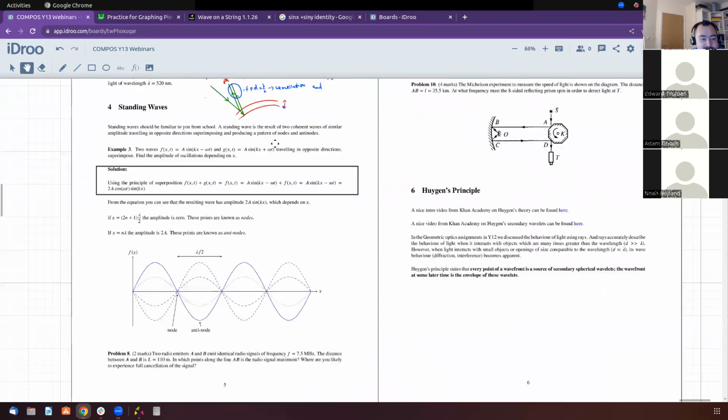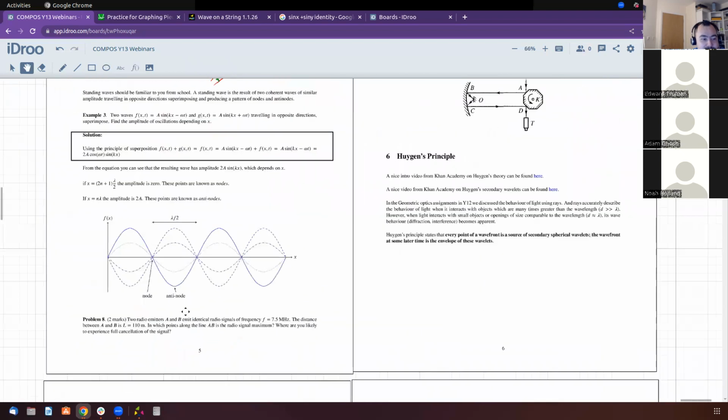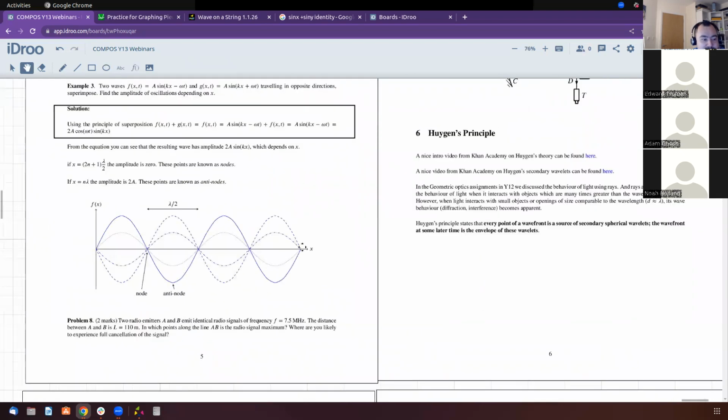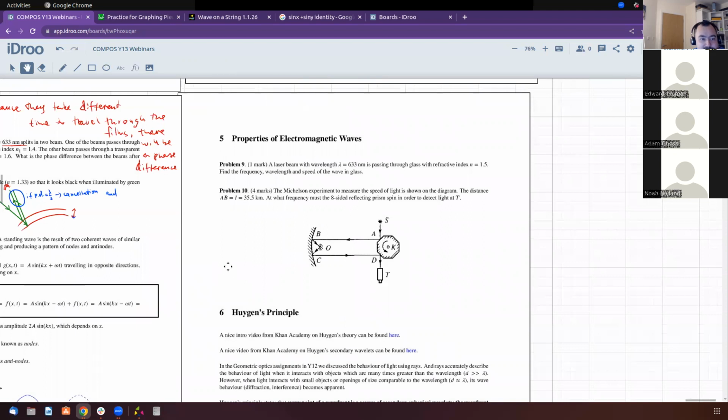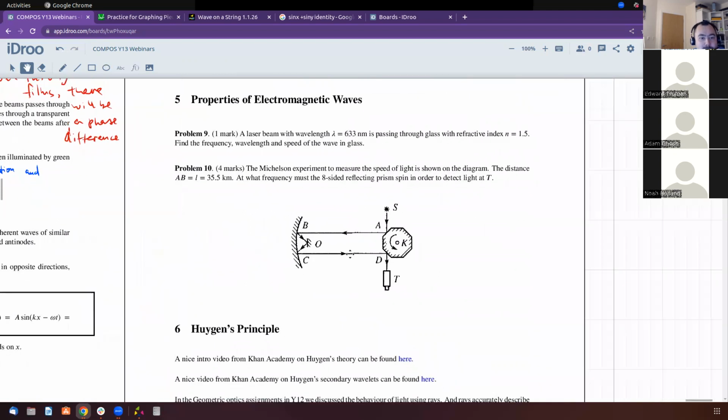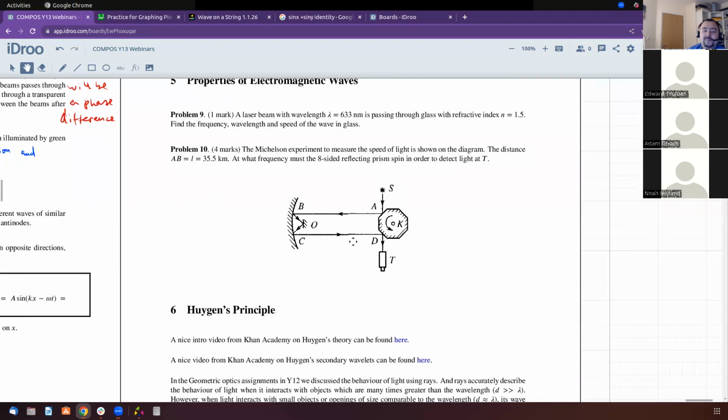So we've done standing waves. Yeah, so you can figure that out. The Michelson experiment is an experiment to find the speed of light. That was a brilliant experiment.